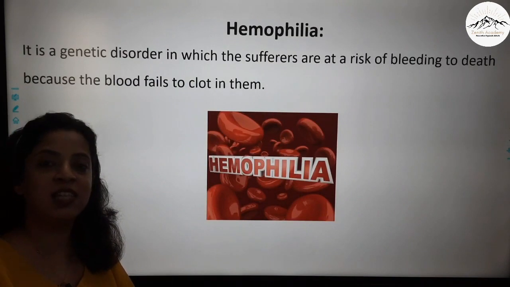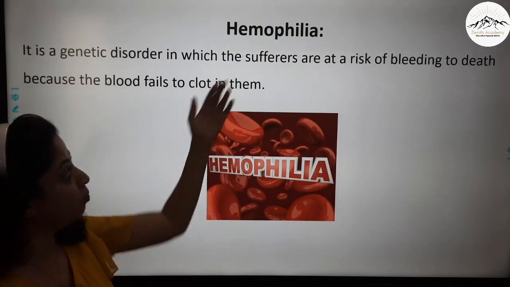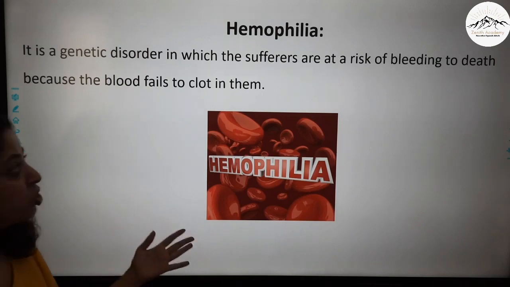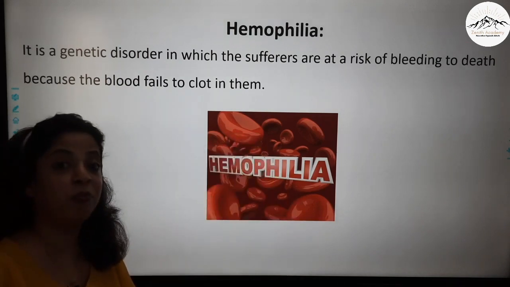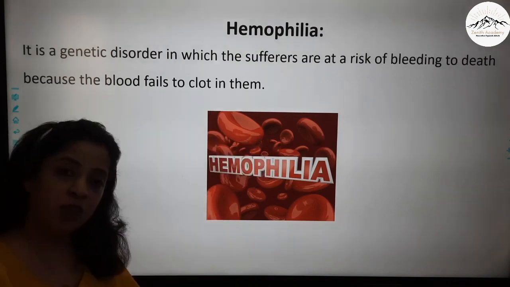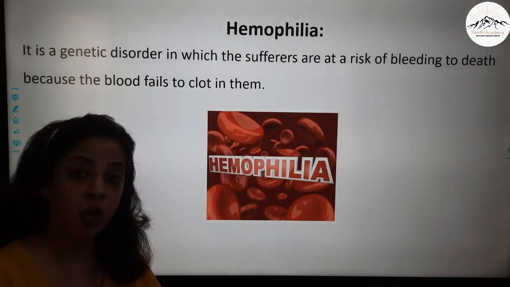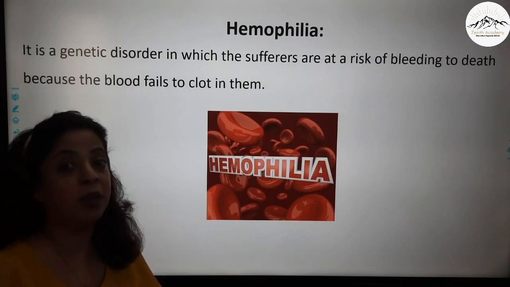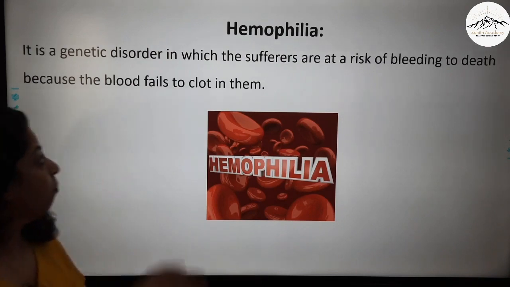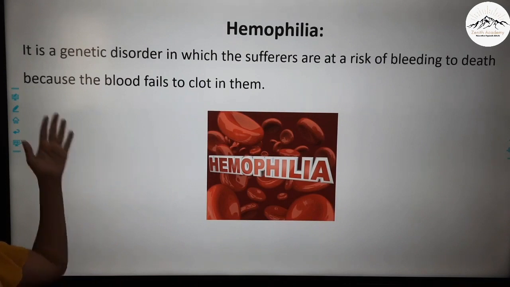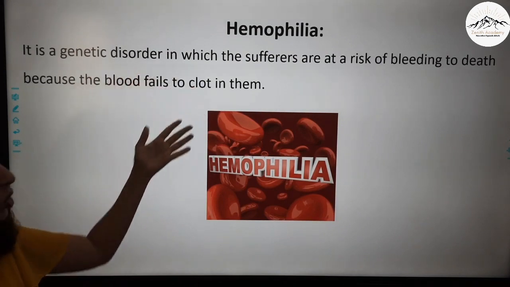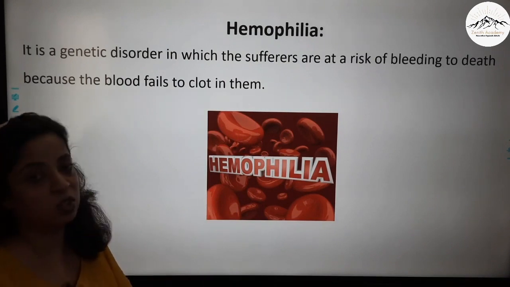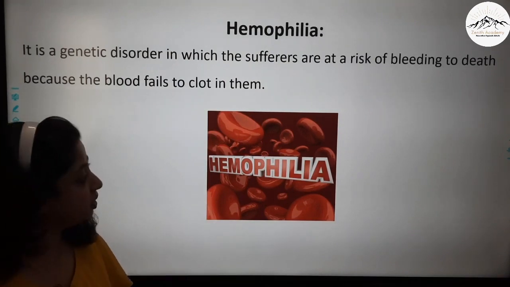Now the second disease that we'll be talking about here is hemophilia. Hemophilia is also a genetic disorder in which the sufferers are at the risk of bleeding to death. So even if there is a small injury or a small cut and the bleeding starts, the bleeding won't stop and they may bleed to death, okay, because in these persons blood clotting doesn't happen. So this is also a genetically inherited disease. So this is also a sex-linked inherited disease.